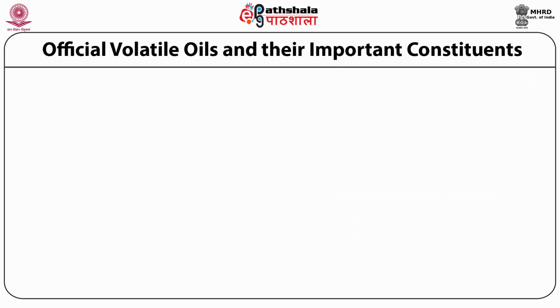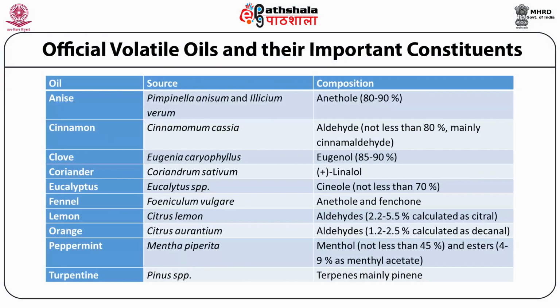Official volatile oils and their important constituents. We know anise is a very important oil obtained from Pimpinella anisum or Illicium verum, which has anethole about 80 to 90%, while cinnamon oil, which is obtained from Cinnamomum cassia, is an aldehyde containing oil, which contains about 80% of cinnamaldehyde. Clove is another example. Clove oil, which is obtained from Eugenia caryophyllus. Eugenol is its main constituent. About 85 to 90% of content is there.